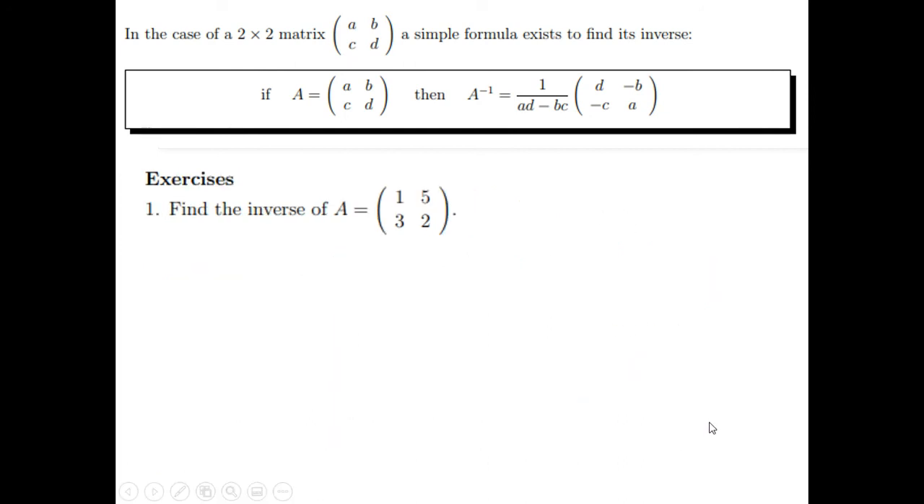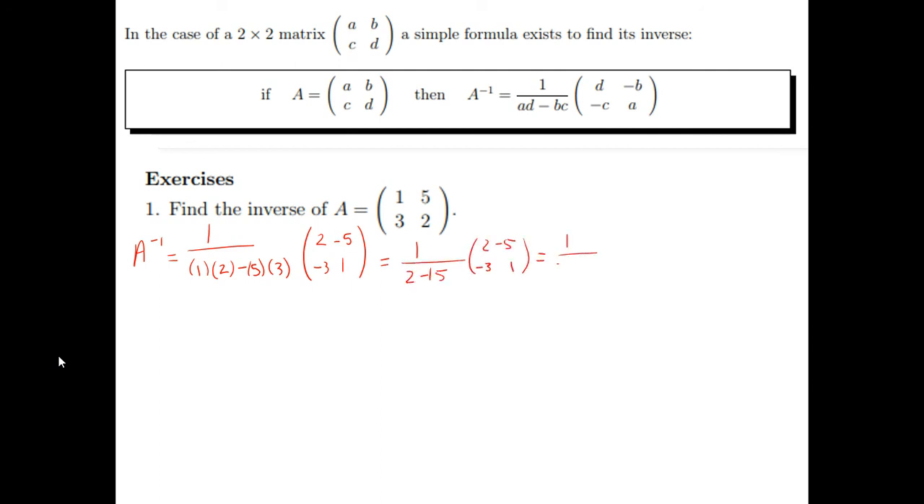Here are just additional problems. It's called exercise 1. Find the inverse of this matrix. So here we have 1 over, we're going to write down our determinant, 1 times 2 minus 5 times 3. That's 1 over negative 13 times, remember we switch 1 and 2, 2 and 1, and then we take the opposites of 5 and 3. Here is the inverse that I got.